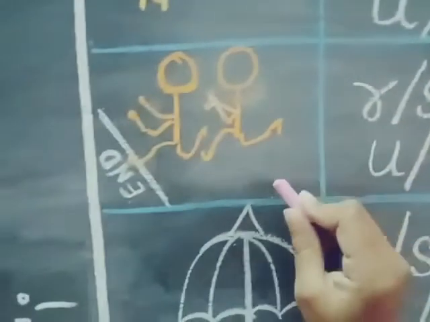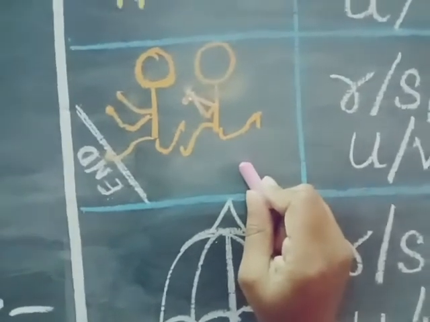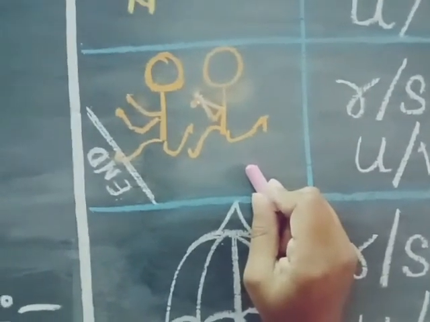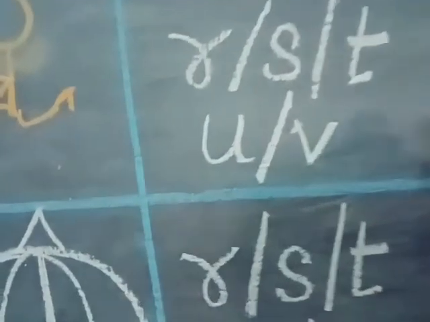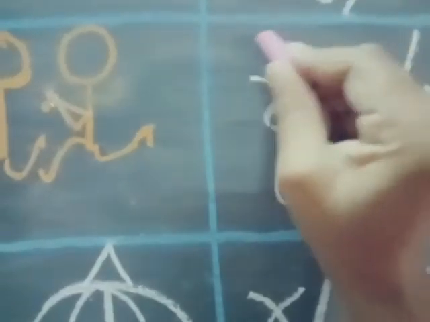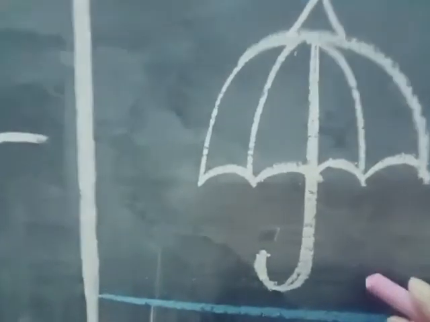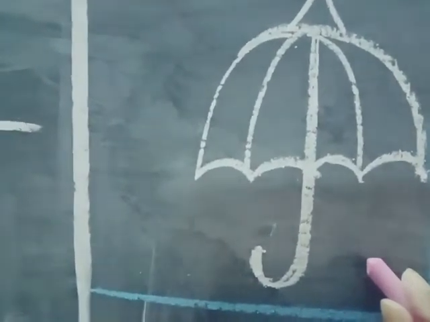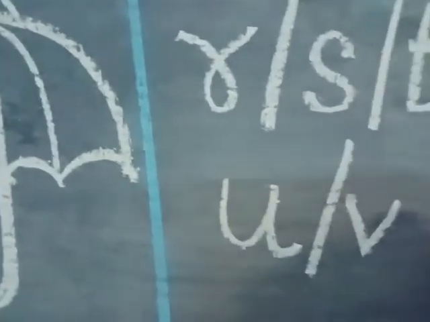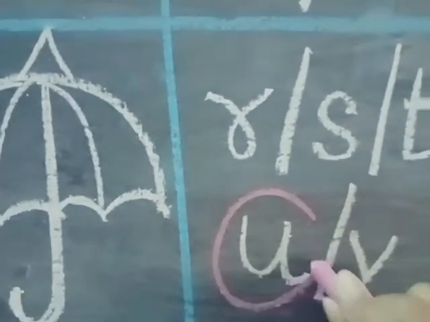Okay. And what picture is this? Race. So what's the beginning sound? Starting sound in a race. R. So it's the letter R. Yes, go ahead and circle the letter R, race. Okay. Next picture. Umbrella. So what is the beginning sound? U. So which letter is it? Umbrella. That's the letter U.